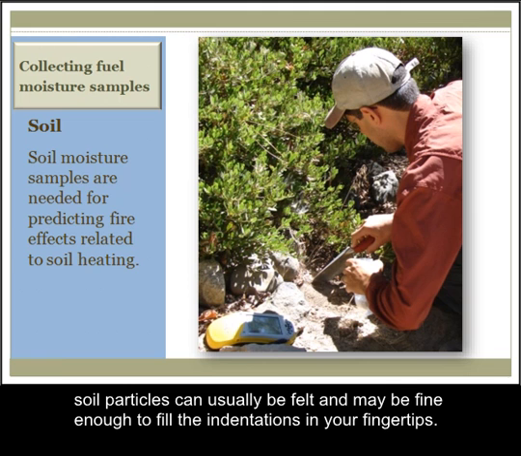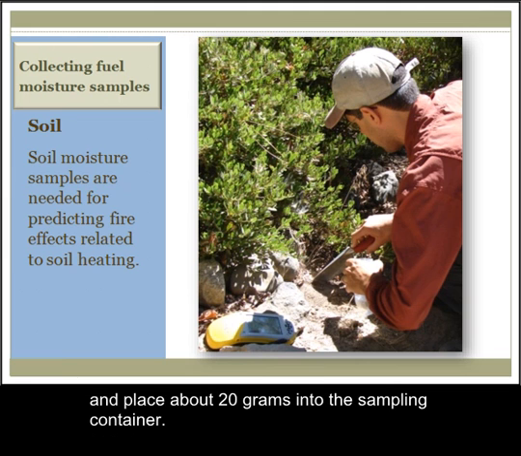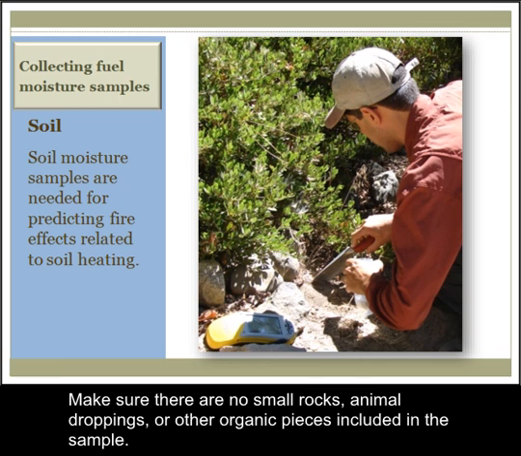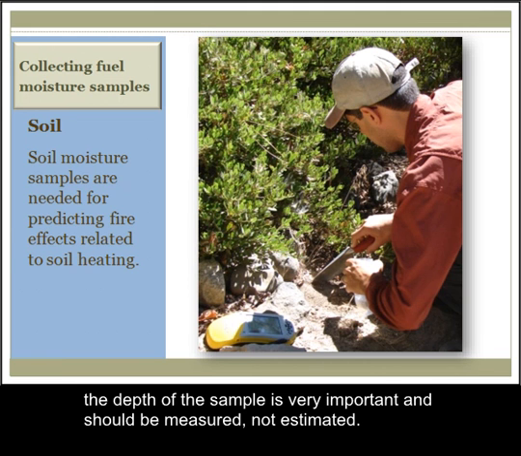Soil particles can usually be felt and may be fine enough to fill the indentations in your fingertips. Sample the soil layer as you did the duff layer. Clear the layers above the soil, use a trowel to collect the sample, and place about 20 grams into the sampling container. Make sure there are no small rocks, animal droppings, or other organic pieces included in the sample. Record the depth where the sample was taken. For both duff and soil samples, the depth of the sample is very important and should be measured, not estimated.